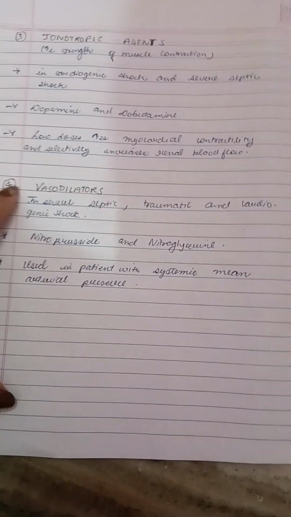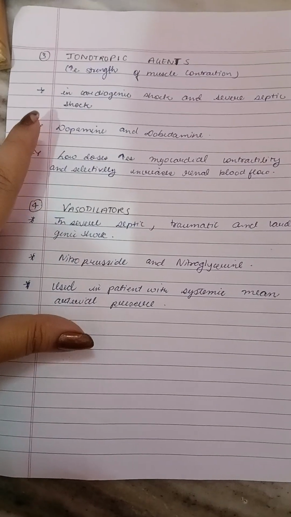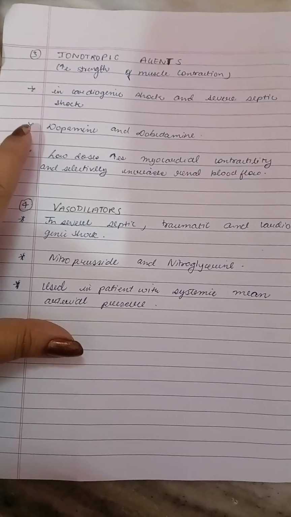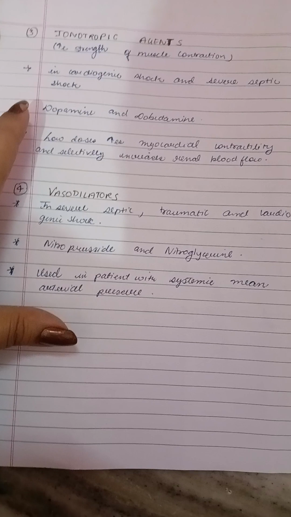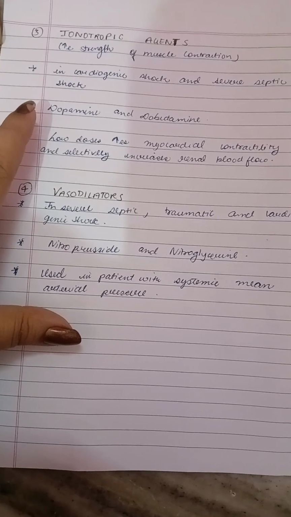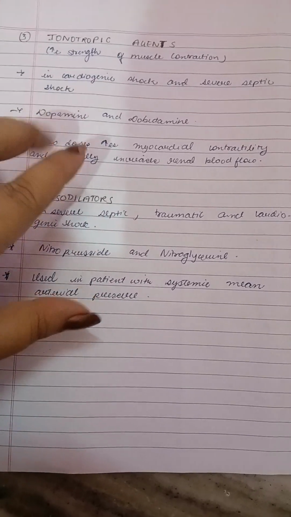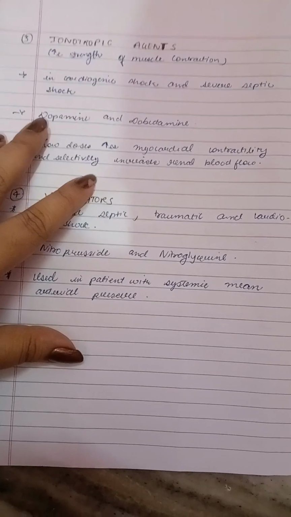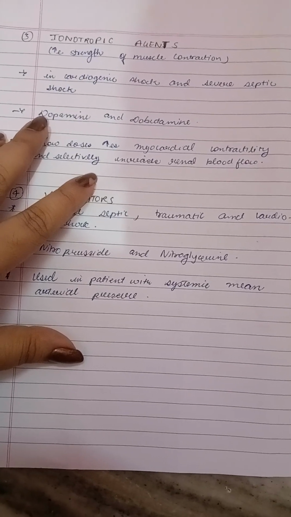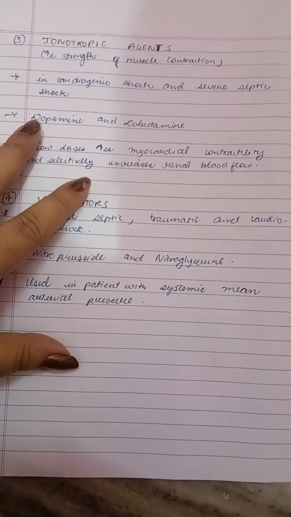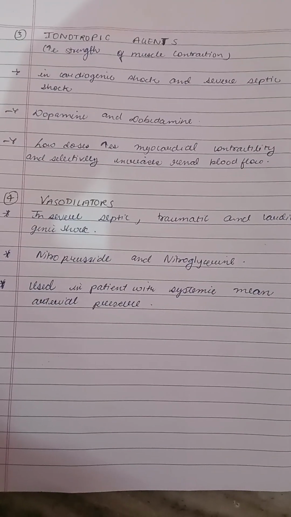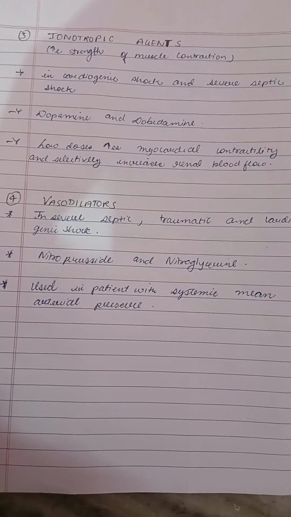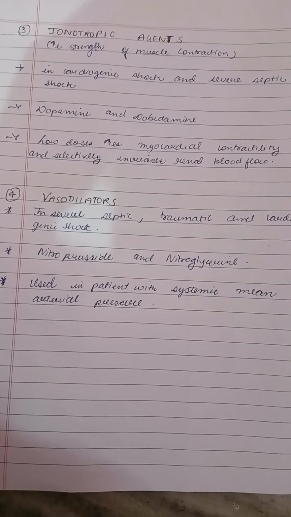Okay. Now coming to inotropic agents. What are inotropic agents or inotropic drugs? These are drugs which increase the strength of muscle contraction. Chronotropic agents increase the heart rate, whereas inotropic agents increase the strength of muscle contraction. They are used in cardiogenic shock and in severe septic shock. What are the examples? Dopamine and dobutamine.